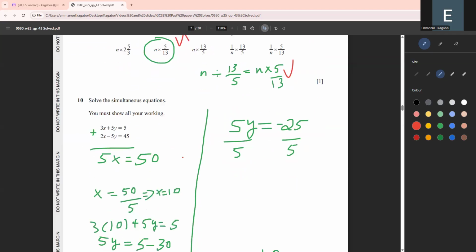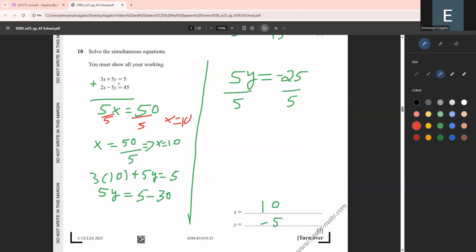Question 10. It's about simultaneous equations. There is one because the coefficients of y are the same, so I don't need to do balancing equations, I'll simply add. When I get this plus that, it will give me 5x. And when I add here, I'll get 50, divide by 5 both sides. When I divide by 5 both sides, I'm going to have x equals 10.